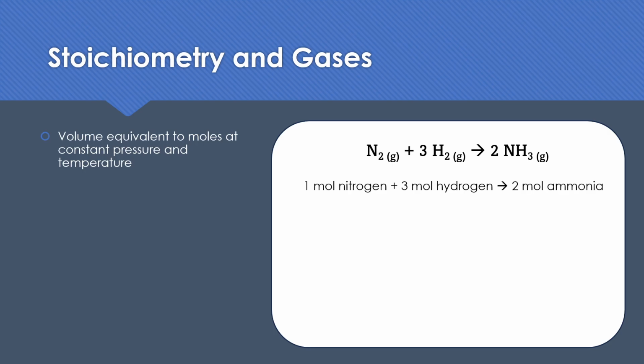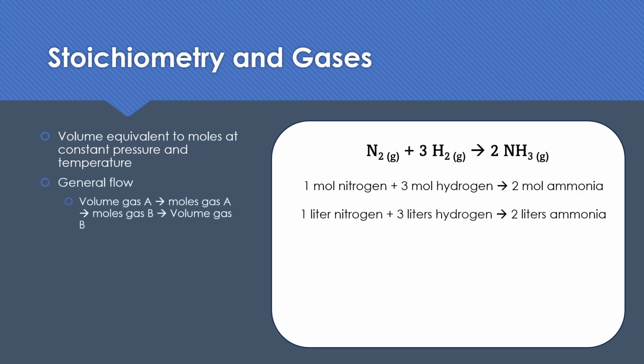Obviously, we can say from this that 1 mole of nitrogen plus 3 moles of hydrogen gives me 2 moles of ammonia. Well, I could also say that 1 liter of nitrogen plus 3 liters of hydrogen gives me 2 liters of ammonia. So I can treat liters or volume like moles if I have constant pressure and temperature, and only for gases. Only for gases. So solids and liquids cannot do this.